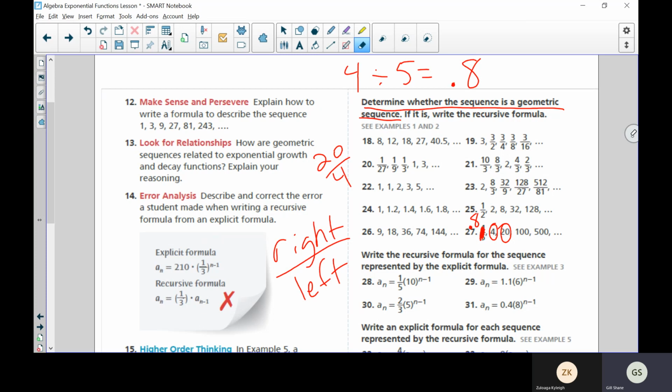You don't have to do it. Just use the pattern that you can see. 9 times 2 is 18. 18 times 2 is 36. So far so good. What's 36 times 2? 72. Is that 74? No.